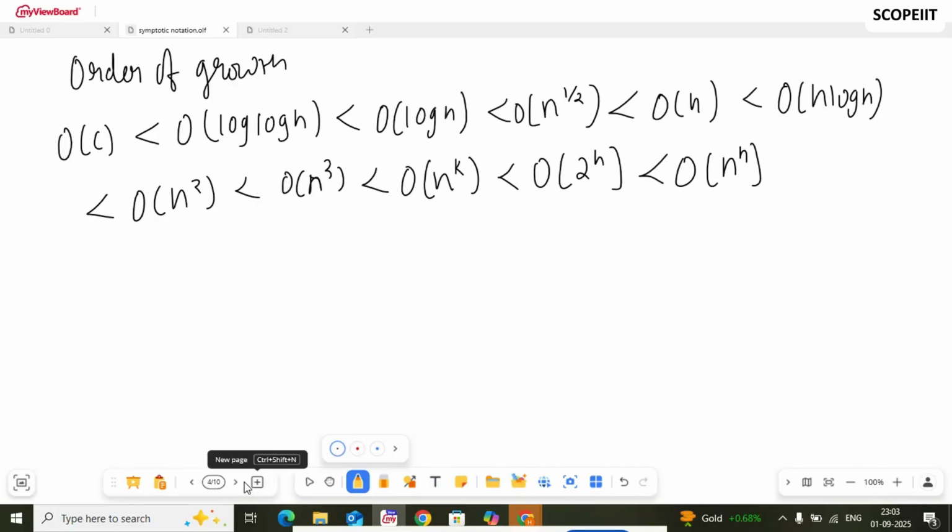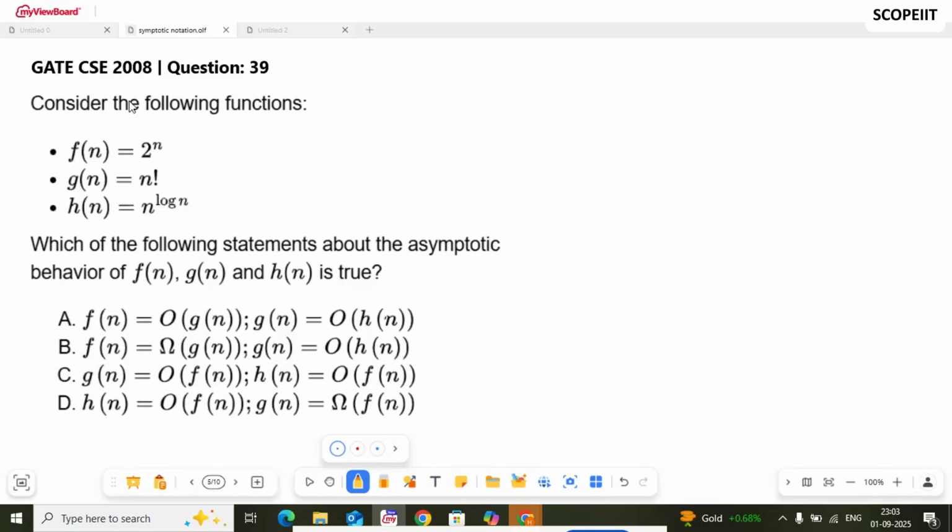Now see, f of n value is 2 power n. Then g of n value is n factorial. Remember, n factorial is always equal to n power n, because we solved recurrences also. So n factorial is always equal to n power n. And your h of n value is n power log n.